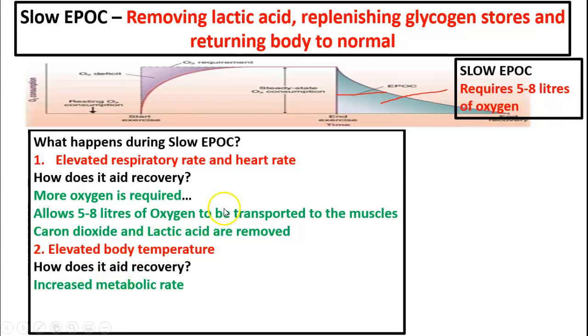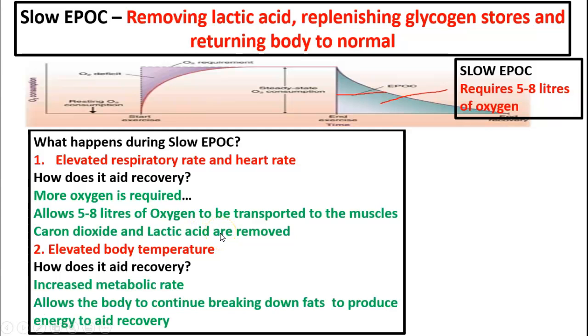What that means is we can continue to break down fats to produce energy to aid our recovery. So our body temperature remaining elevated gives us an increased metabolic rate, so we can metabolize the fuels that we need to create energy to help with the process of slow EPOC. That's what you need to know with that. Hopefully that makes sense. We know that fat is the biggest energy store, so if we have that metabolic rate being high, we can break it down better. That will help our recovery here.